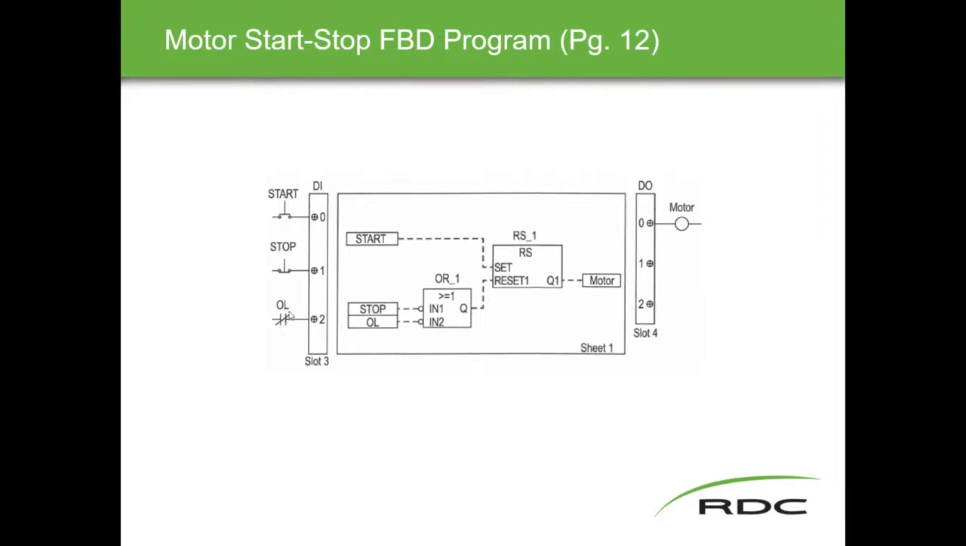Same thing with the overload. If this overload, which is a closed contact, is sitting here as a 1, the inverse is a 0. If that overload becomes open, it becomes a 0 in the field, but the inverter turns it into a 1 here, and then I have a 1 and a 0. Either or will make energy, make Q a 1, and it will reset or turn off the motor.